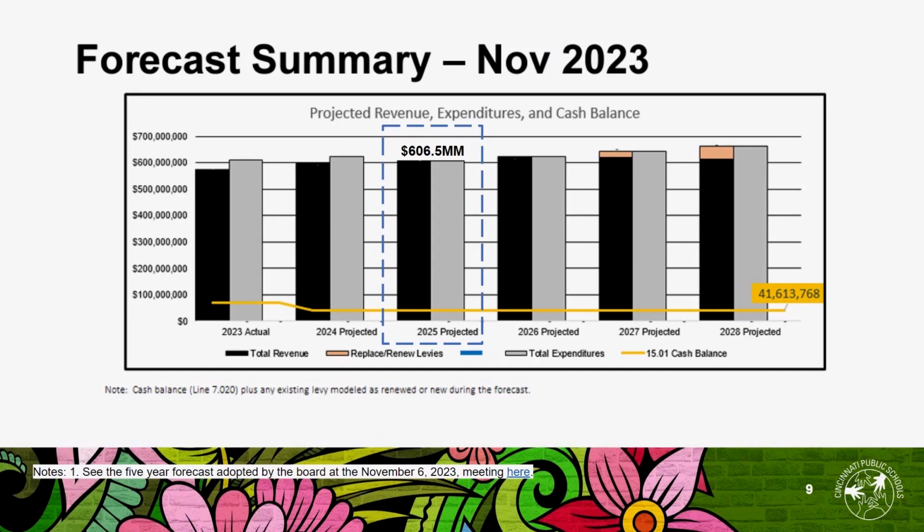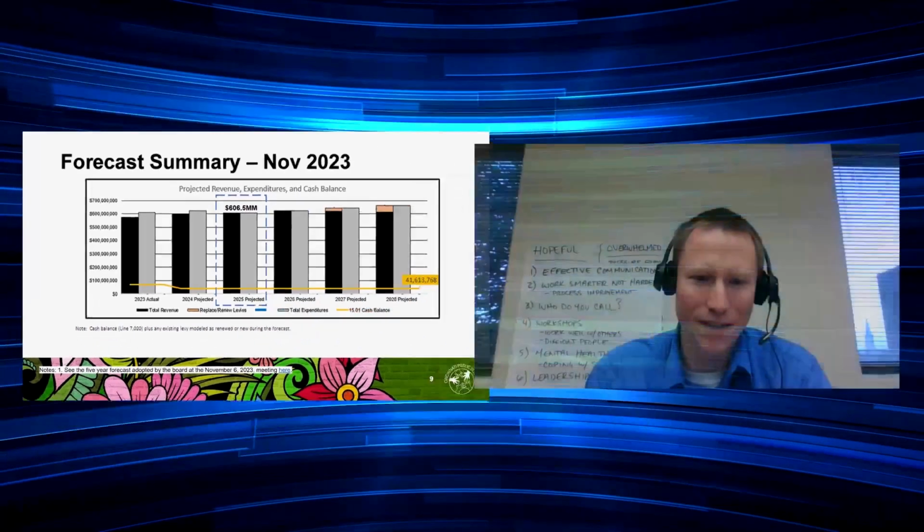And then I think you covered it well, but just in terms of local control, right? If our projected forecast, if our cash balance goes negative, the State Department of Education takes a series of progressively stronger actions to force us to balance that. And you can't use a new anticipated levy as a way to do it. So they basically force you into cuts. And obviously, I think we all want to maintain local control here. So it's important that we keep our cash balance positive in future years.